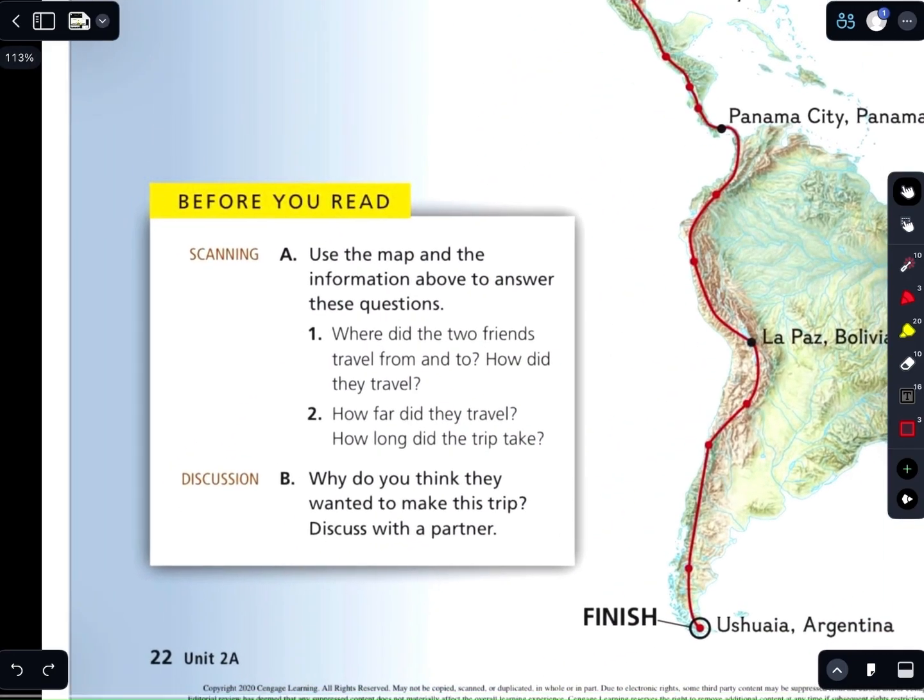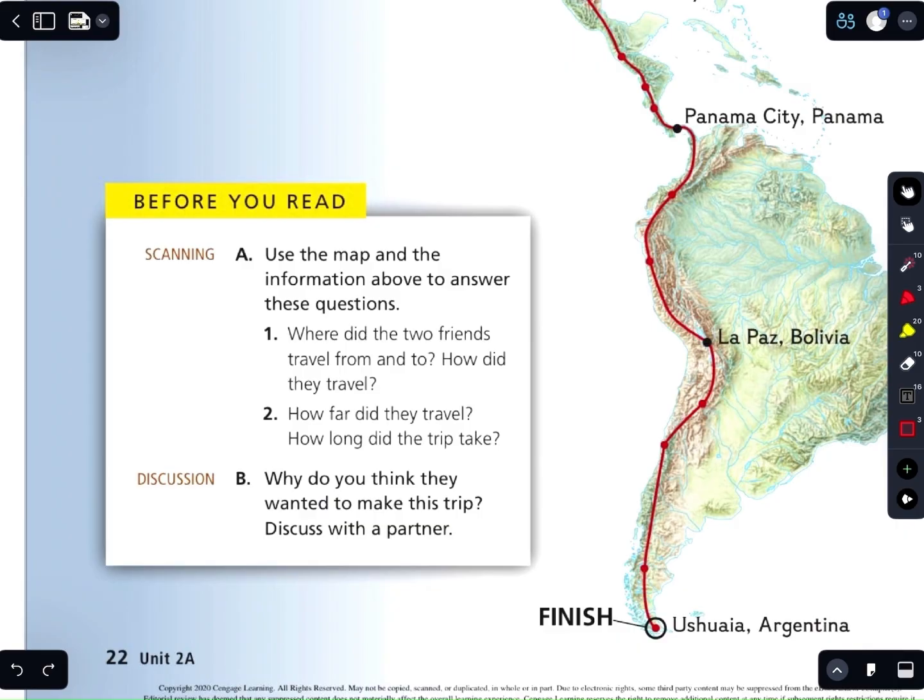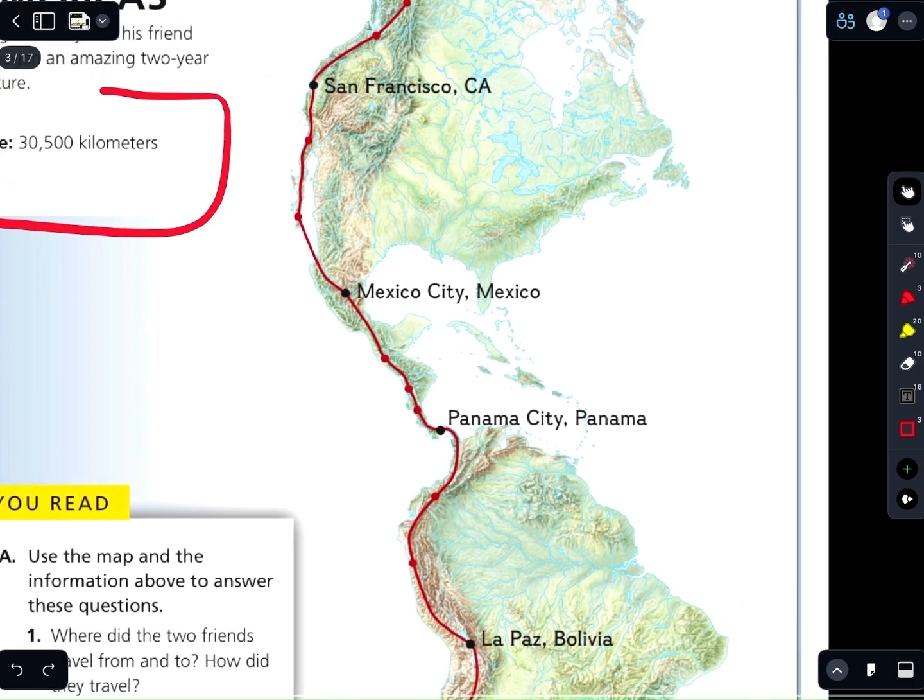First, I'm going to read through these questions, and then we'll look at the infographic a bit more, and then you can do your writing answers. Use the map and the information above to answer these questions. Where did the two friends travel from, and to? How did they travel? How far did they travel? How long did the trip take? And then finally, why do you think they wanted to make this trip? Discuss with a partner.